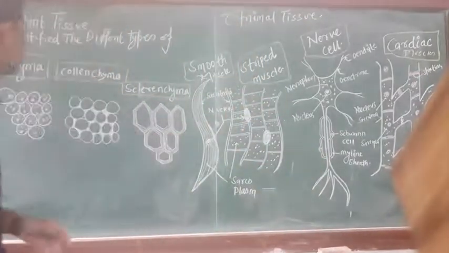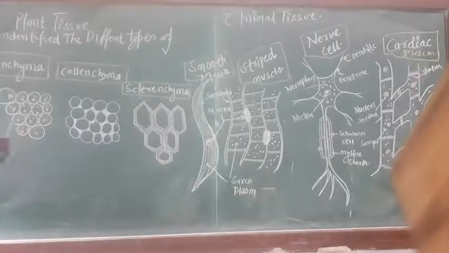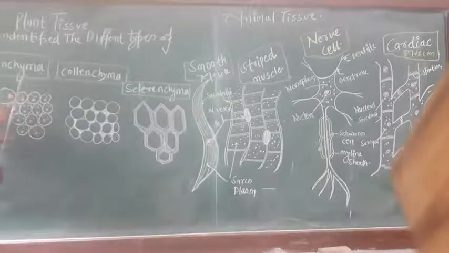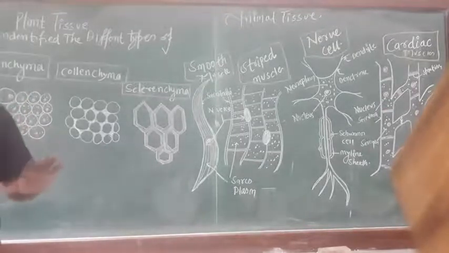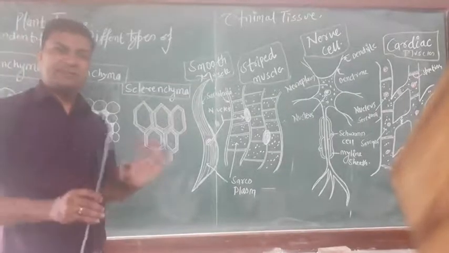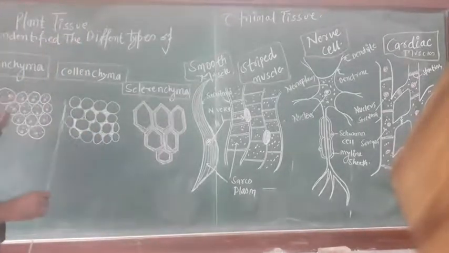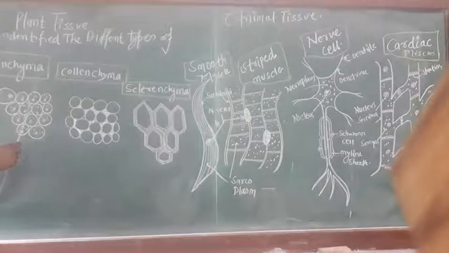So first of all, in the plant tissue, parenchyma. Parenchyma has simple isometric cells, nucleated and living, usually found in each and every part of the plant: root, stem and leaf. The main function is to store food material. That is the parenchyma cells. It is usually round in shape.